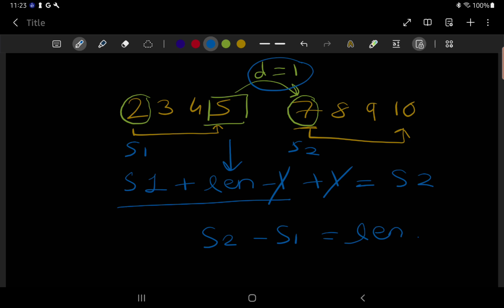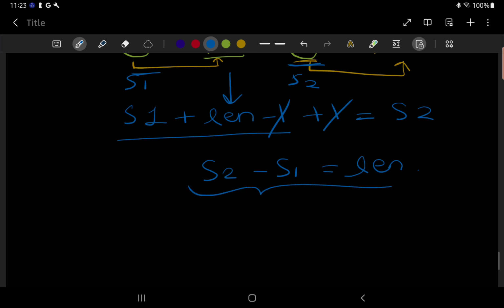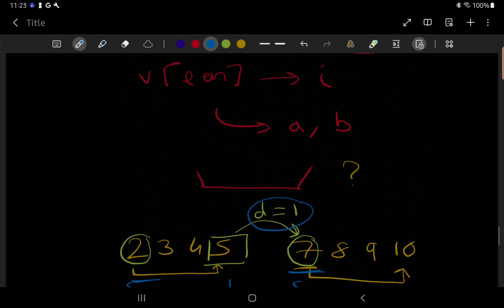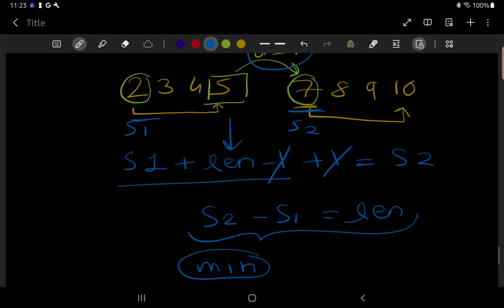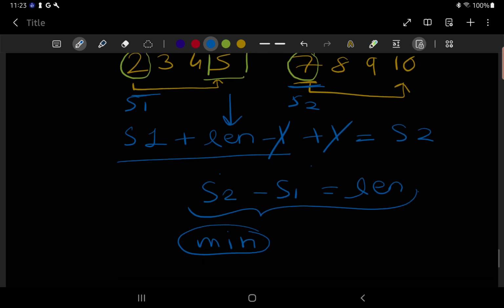Can you see it? S2 minus this should be equal to length. So that's our condition. But how are you going to find the min of both? That's why over here, when we stored our length in the ith vector, we are also going to store a min, which is basically our first element. The first element will give you s1 and s2, and length we are already having, and we can calculate this. This is our third part of the question.